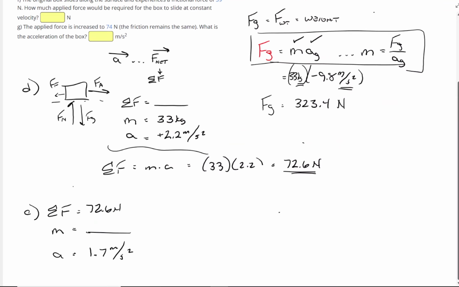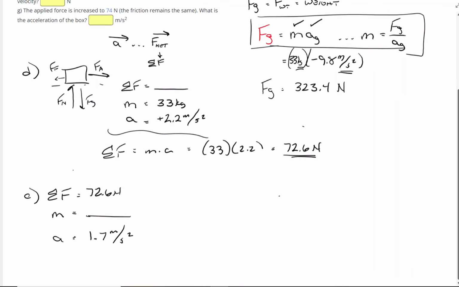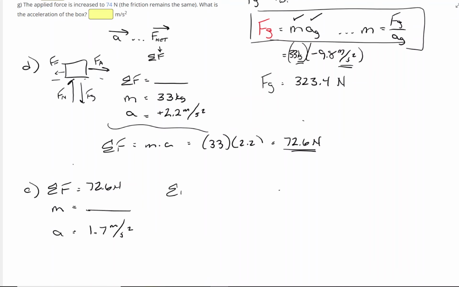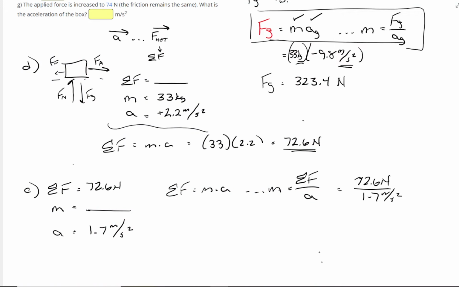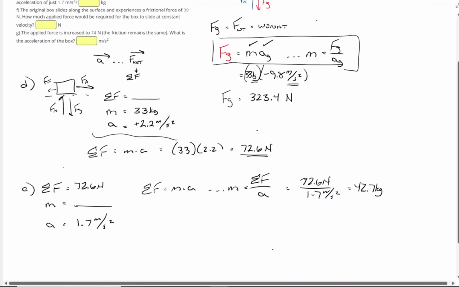Now, just knowing what I know, if the acceleration goes down for the same amount of mass, then I know that the mass overall has had to have gone up, right? But I can evaluate it. The net force is equal to m times a. I can rewrite that to solve for m. M is the net force over the acceleration, which would be 72.6 newtons divided by 1.7 meters per second squared. So I'm going to evaluate that, divide by 1.7, and I'm going to get that it's now 42.7 kilograms. That is the new mass of the object.